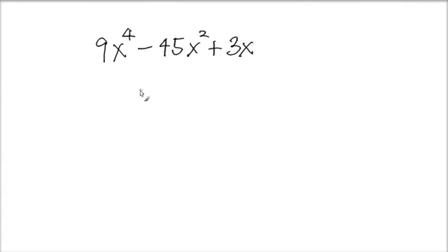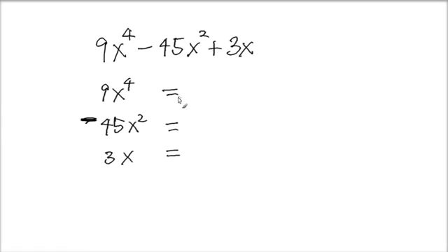So in this polynomial, there are 3 terms. 9x to the 4th, minus 45x squared, I should put minus also. And then the third term is 3x. So we're going to break this apart into factors. So 9 is 3 times 3. X to the 4th is x times x times x times x. So 4 x's.